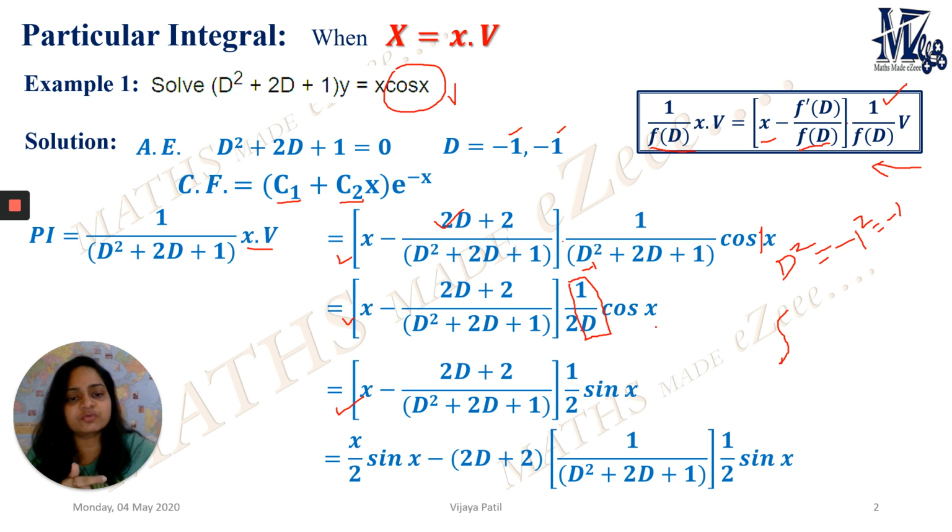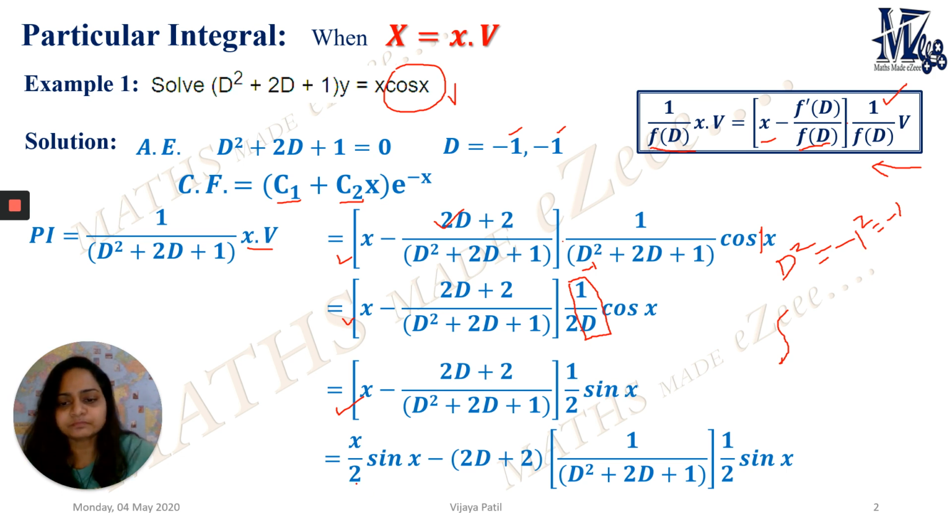So integration of cos of x dx would give me sine of x, and therefore this function, if you observe, 1 upon D square plus 2D plus 1 on cos of x has been replaced by 1 by 2 times sine of x. And now this 1 by 2 times sine of x is getting multiplied in the bracket with both the terms, with x and then with (2D plus 2) upon (D square plus 2D plus 1).